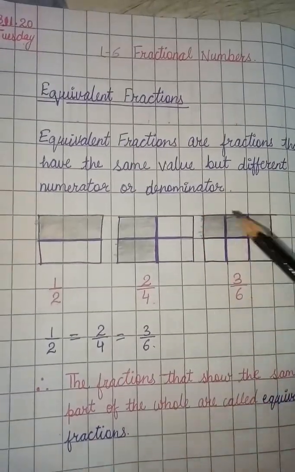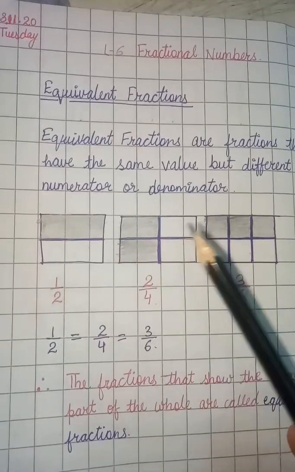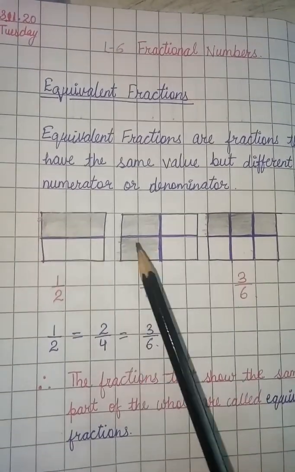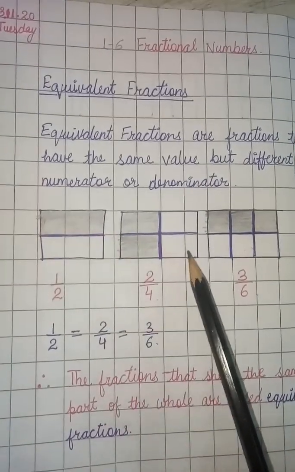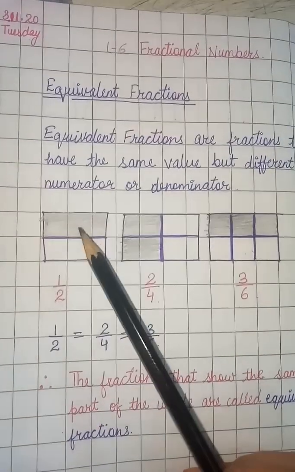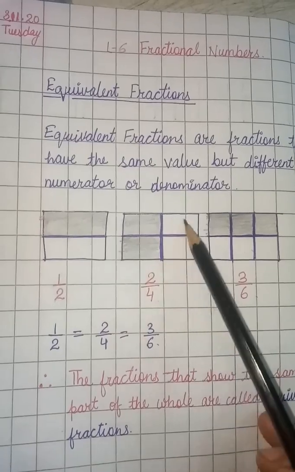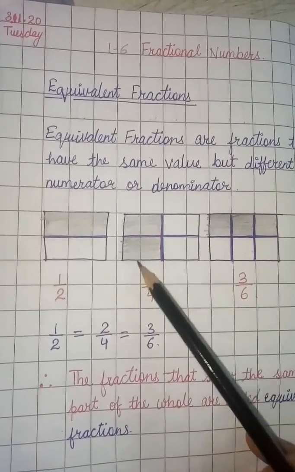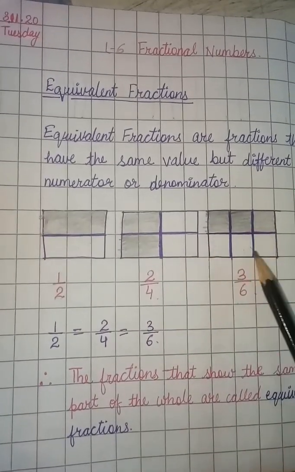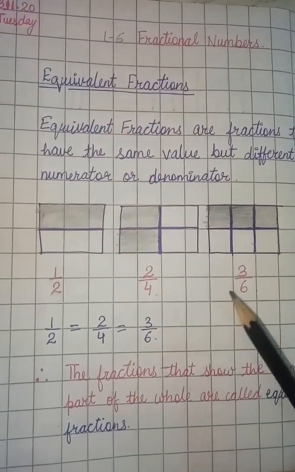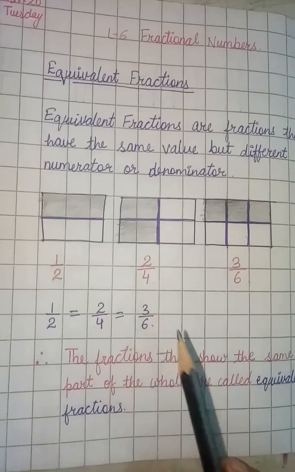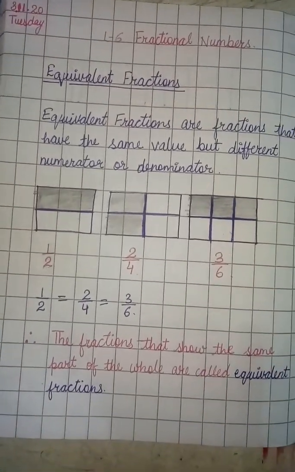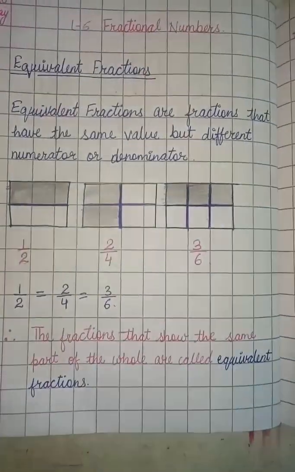But as you can see, these are half of that figure. All the 3 fractions, if you see, are half of the total figure. Like 1 by 2, here we have 4, 4 का half is 2, 2 by 4. Here we have 6, 6 का half is 3 by 6. So these fractions are equal. They are half of the whole.